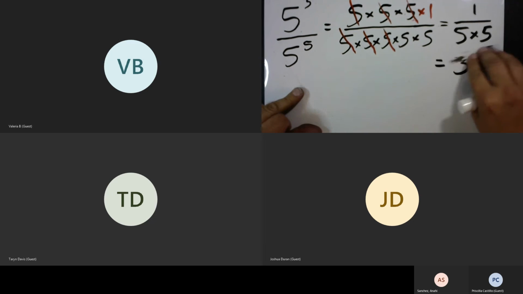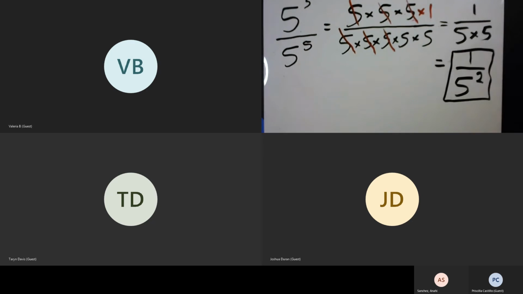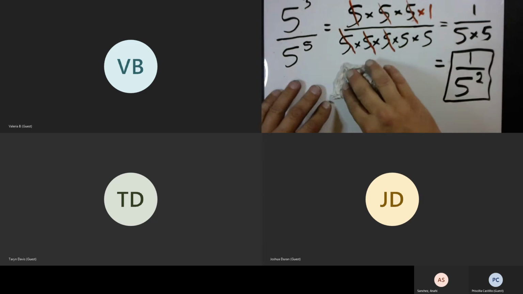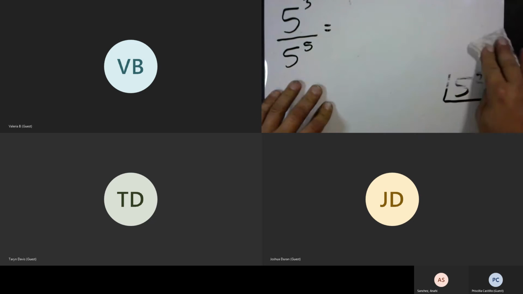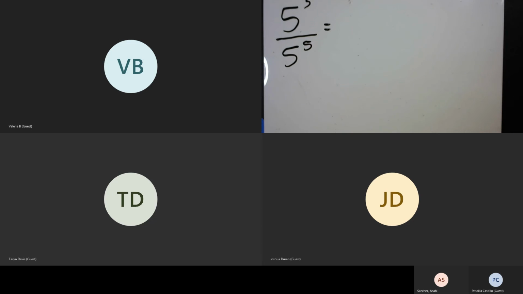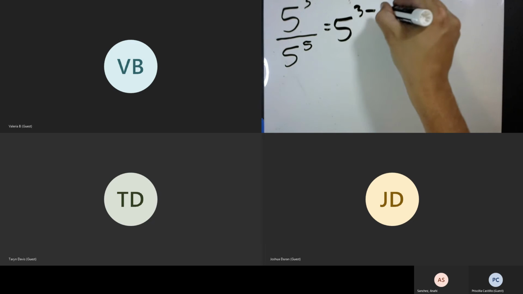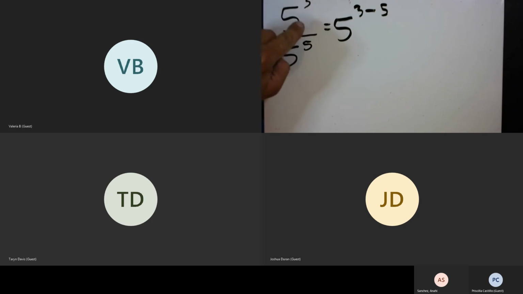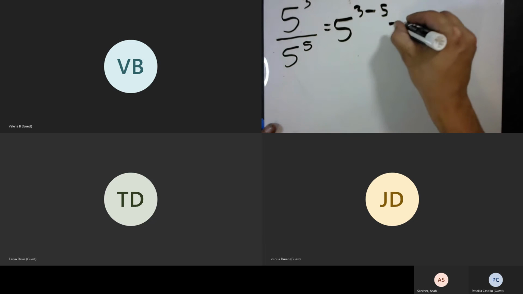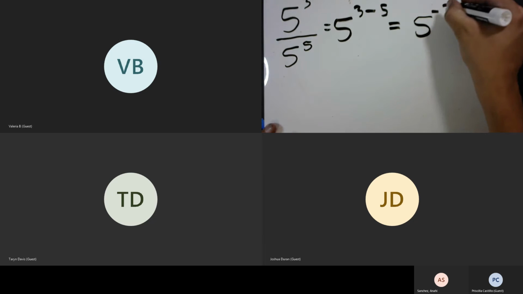Oh, I'm sorry, not 5 squared. 1 over 5 squared. Well, all right, that's nice. But let me do this another way. We can call this 5 to the 3 minus 5. Again, we subtract the bottom from the top always, no matter what numbers we're dealing with. And this comes out 5 to the negative 2.